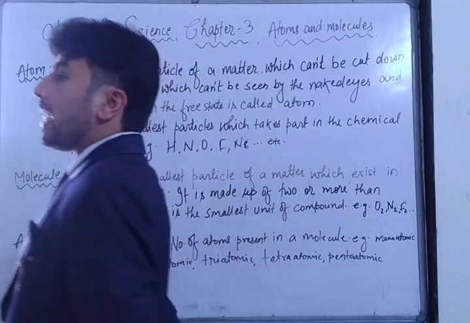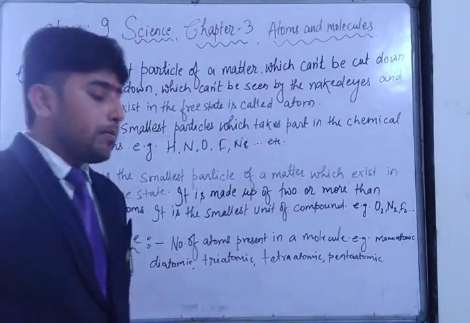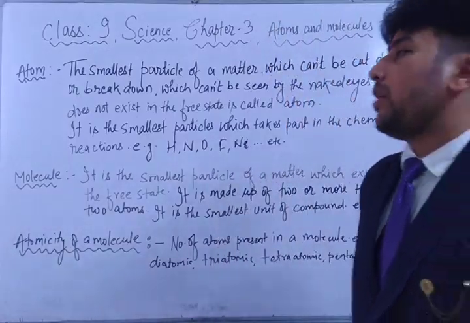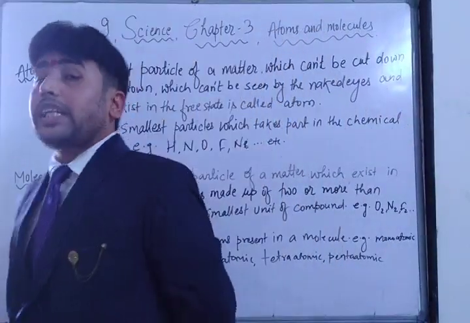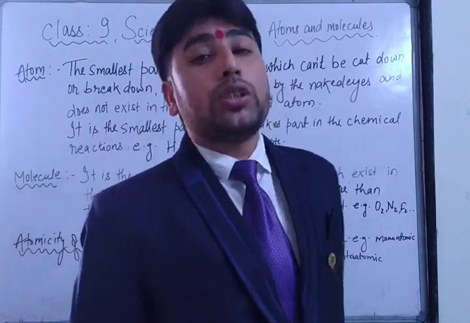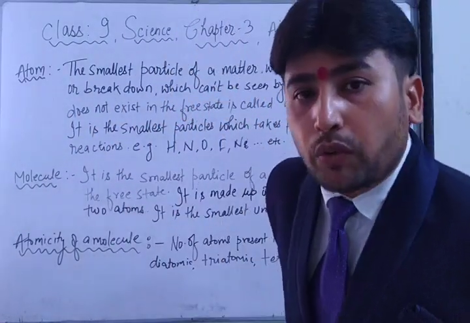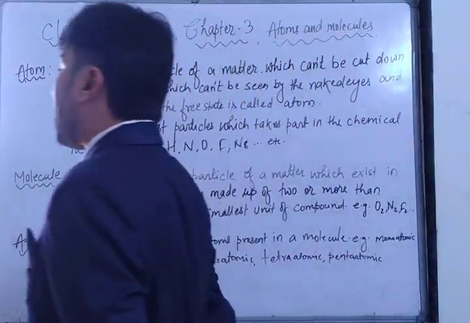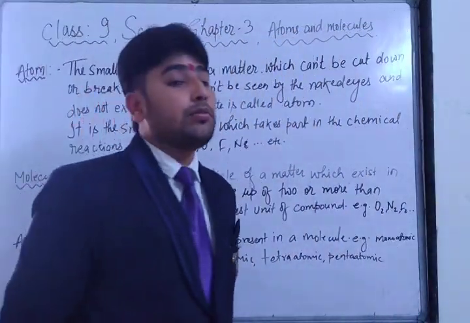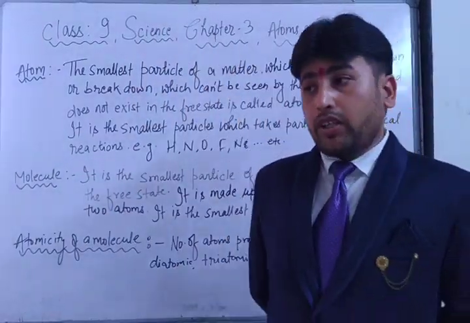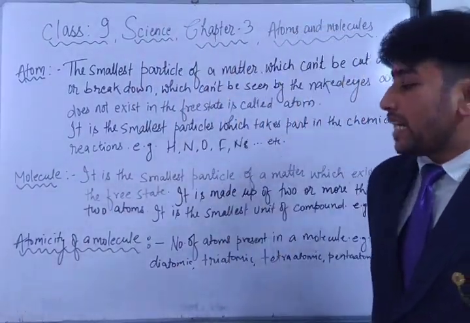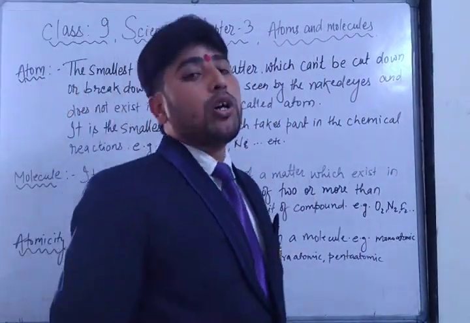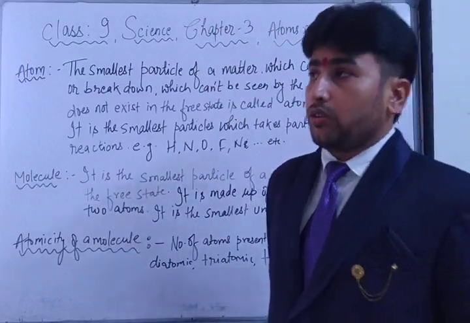If I talk about triatomic, tetraatomic, pentatomic, hexaatomic, heptatomic, can you tell me some of the elements which exist in 3 atoms? Water. What is the chemical formula of water? H2O. 2 hydrogen and 1 oxygen. If you combine all these atoms, the total number of atoms is 3. As I have said, the number of atoms present in a molecule is called the atomicity of that molecule.